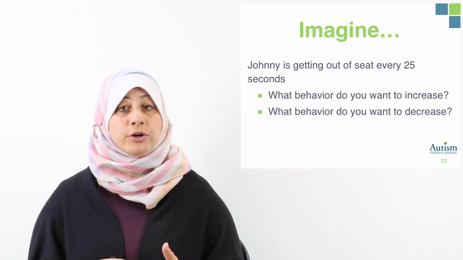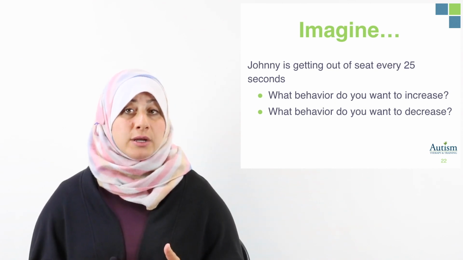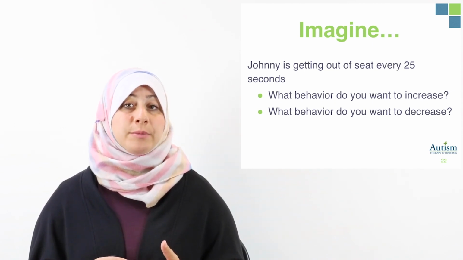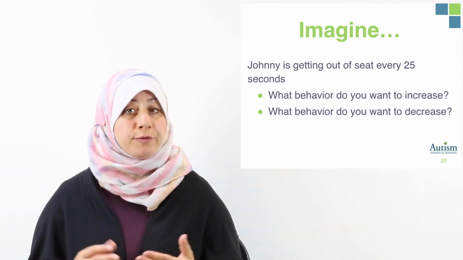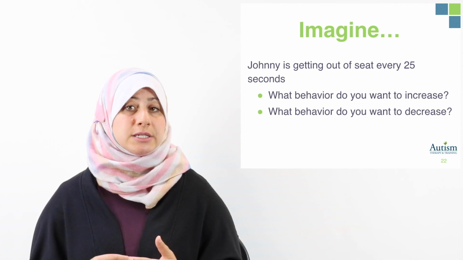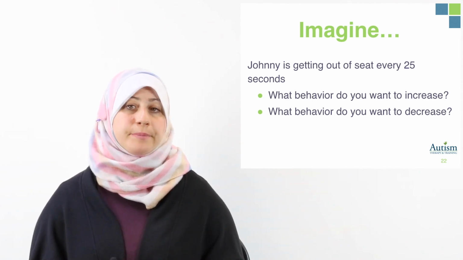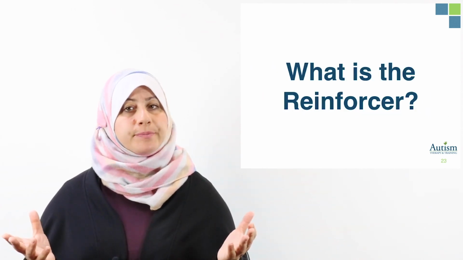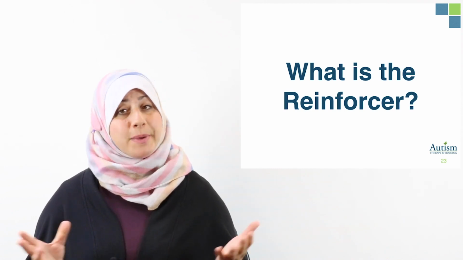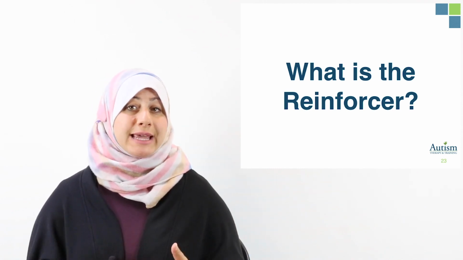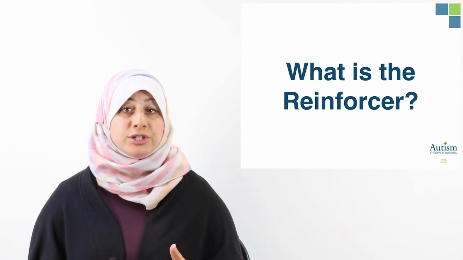Now, if the problem behavior occurs and he gets out of his seat, we can redirect him back to the table and restart the timer. He won't get access to his reinforcer until he successfully sits for the predetermined time. Now, what's the reinforcer? Was anyone wondering about that? So, this depends. Is Johnny escaping the work? Is this attention seeking?